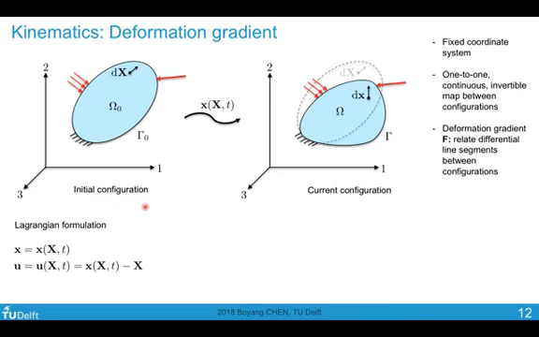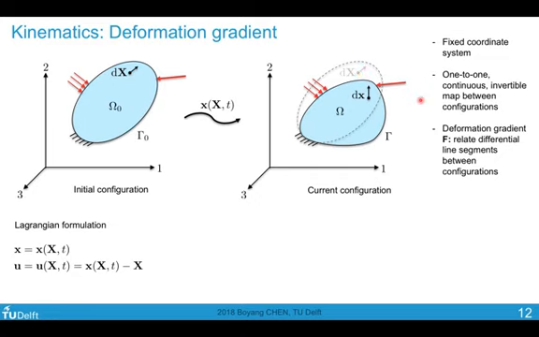Under kinematics, after we've introduced configurations, I would like to talk about the deformation gradient. This is a concept which relates a differential line segment, which is a vector here, to itself in the current deformed configuration. So dX is a small line segment in the initial configuration, and dx, lowercase x, is the same line segment but in the current configuration. Okay, you can visualize here as well.